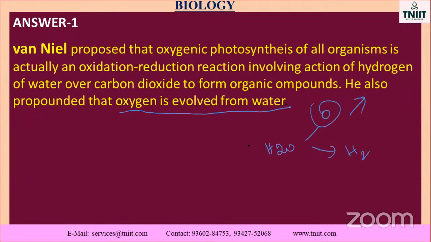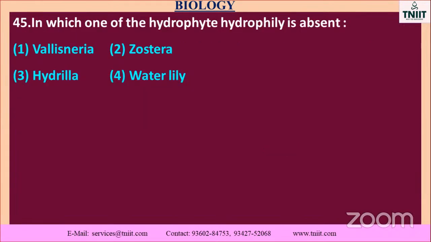So the answer is Vallisneria is the correct answer. Okay, go to question 45. In which of the hydrophytes is hydrophily absent? See this, all the plants look like hydrophytes: Ceratophyllum, Vallisneria, Hydrilla, water lily also. But they have given hydrophily, what is that? Pollination takes place by water.